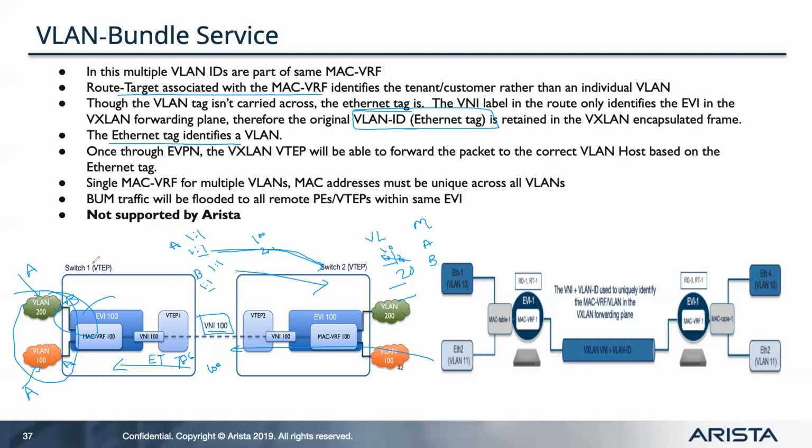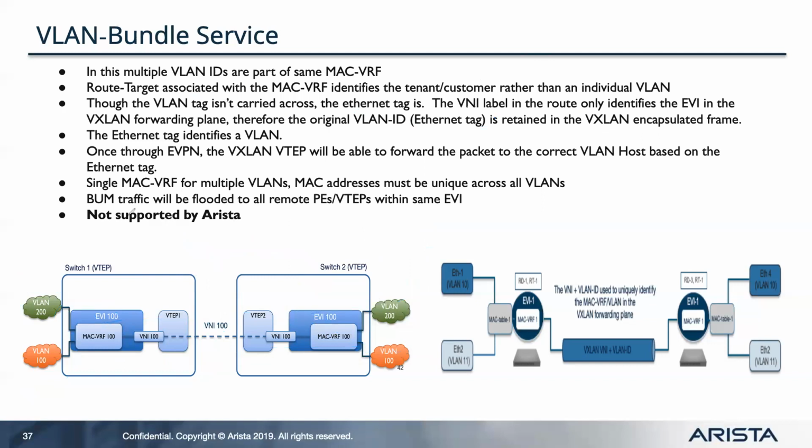Another is your traffic, because all VLANs are part of same MAC VRF. If you have ARP request received, right, for VLAN 100, that will be flooded into all the VLANs because it is part of same MAC VRF, right? So basically traffic will be flooded to all the VLANs in that MAC VRF, right? And because of all this limitation, Arista does not support this VLAN bundle service.